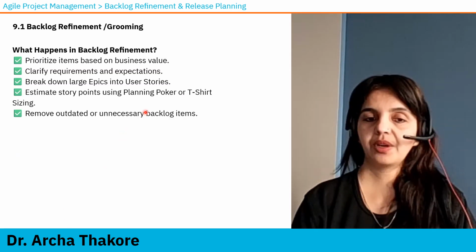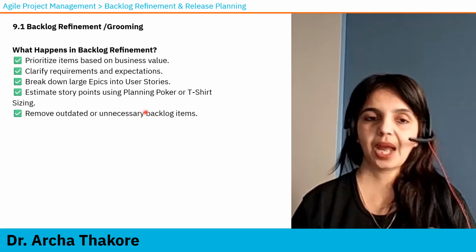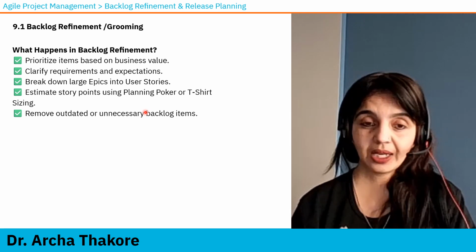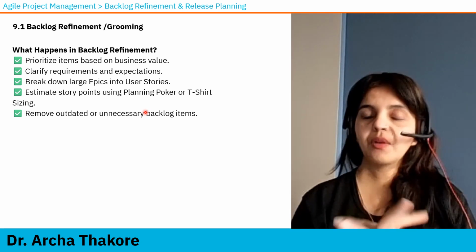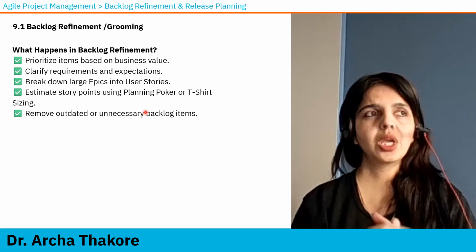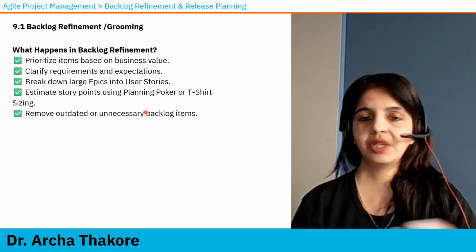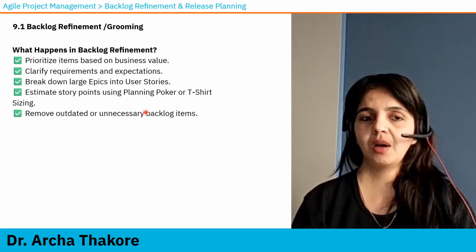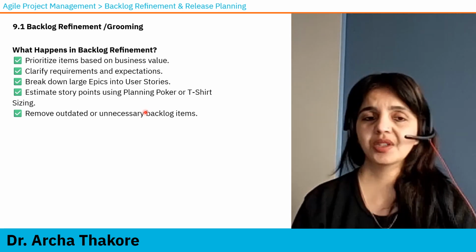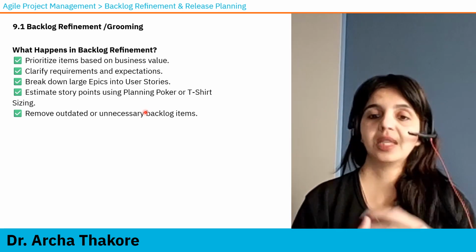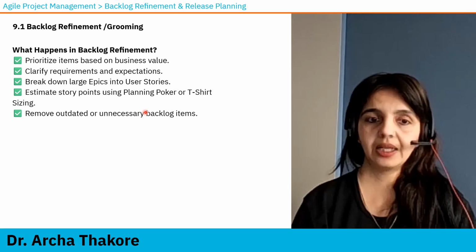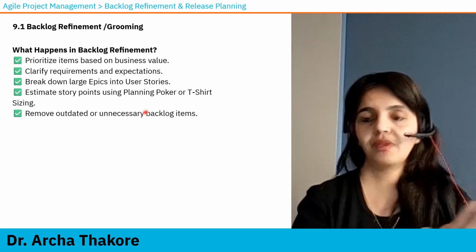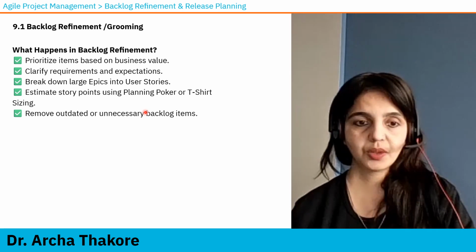What happens in backlog refinement? How is it done? So first of all, they prioritize items based on business value. We will talk about prioritization techniques in the next section. Clarify requirements and expectations. If the team has doubts, okay, you're saying that we need to develop this feature. If the team has follow-up questions, if they want to understand what this requirement really means, then they will ask questions and they will clarify their understanding.